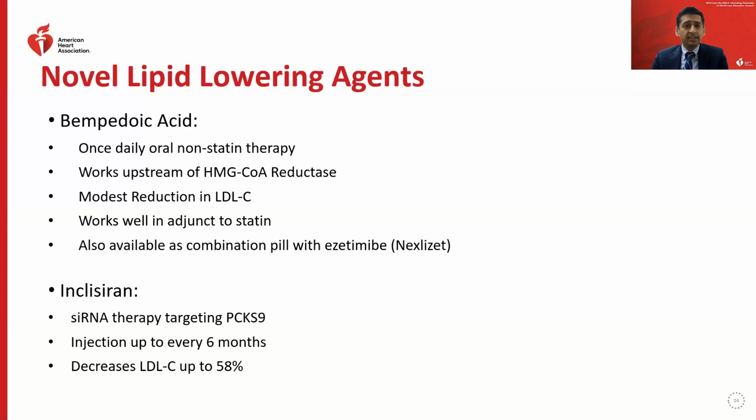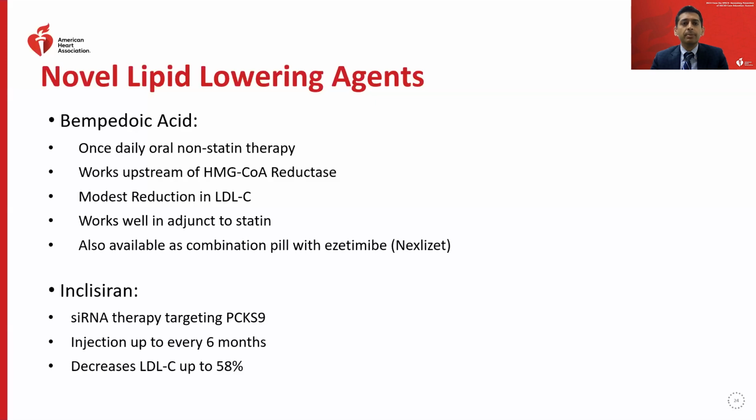So there's bempedoic acid, which is a once daily oral non-statin therapy, which works upstream from the HMG-CoA reductase pathway, which is how statins work in the hepatocytes. And data has shown, early data of bempedoic acid, modest reduction in LDL-C. And it works well as an adjunct to statin. And as I will get to after the recent CLEAR Outcomes trial, it also seems to have a benefit in statin intolerant patients, both with established disease and actually without.